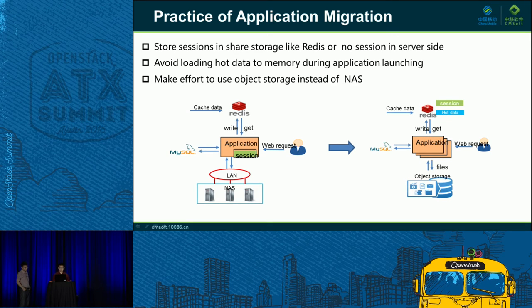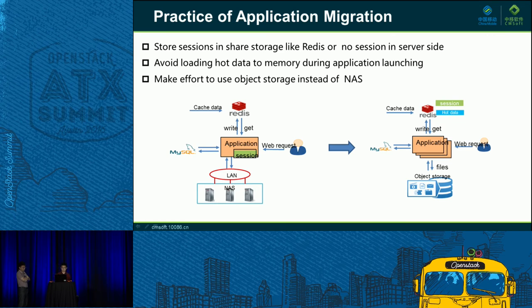The second problem is about hot data. Some applications use hot data in a traditional way. They load hot data from the database during application launch. If the hot data is very big, it may cause a long application startup time. So we could put the hot data in the cache server, and the application can access the hot data from the cache server. This can accelerate the container startup.